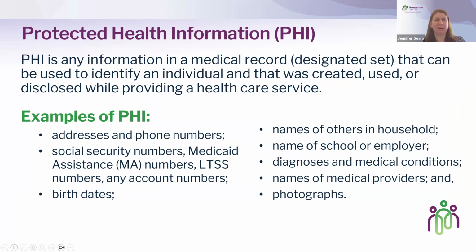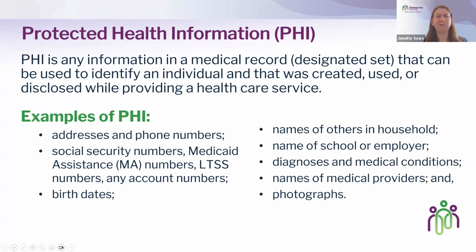So what is PHI? PHI is any information in a medical record that can be used to identify an individual and that was created, used, or disclosed while providing a healthcare service. Now, different healthcare providers or entities might use different terminology. So you might see medical record, you might see health record, or you might even see something called designated record set. Essentially, they all mean the same thing. It is your health or medical record.